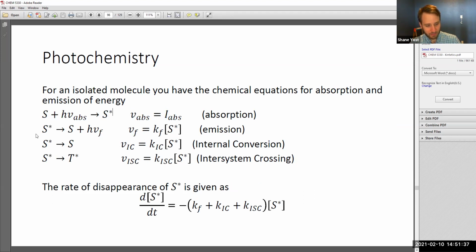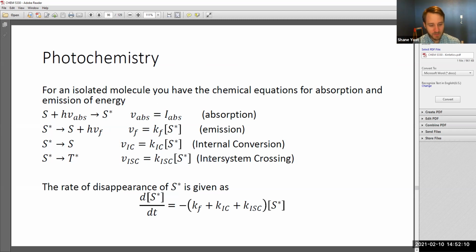And then for these other reactions, the rate laws that we have are all going to be first order rate laws, first order kinetics, for fluorescence, intersystem crossing, and internal conversion. We won't worry about phosphorescence because that depends on the concentration of the triplet, which is just not something that we're worried about.